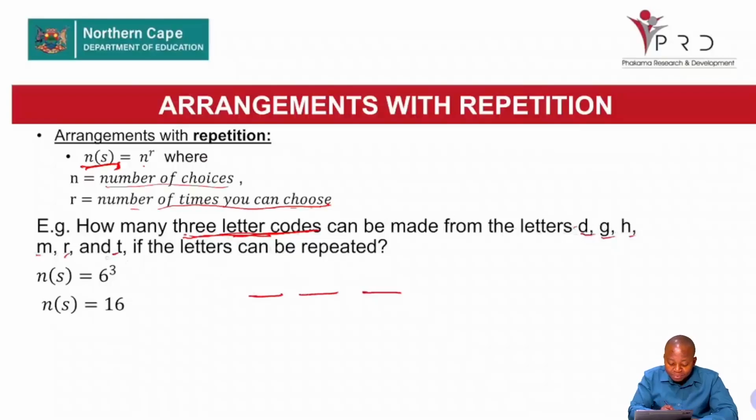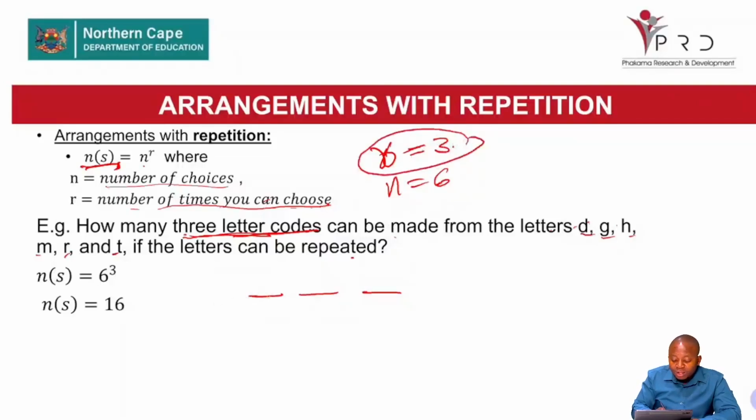So, how many 3-letter codes can be formed from the following, and letters can be repeated? How many letters do we have? 1, 2, 3, 4, 5, 6. So the number of letters is 6. Then the number of times you can choose, because we are looking for a 3-letter code, is 3. So r becomes the number of times we can choose: 1, 2, 3. Then how many choices do we have? 6. So it's 6 choices for the first one.